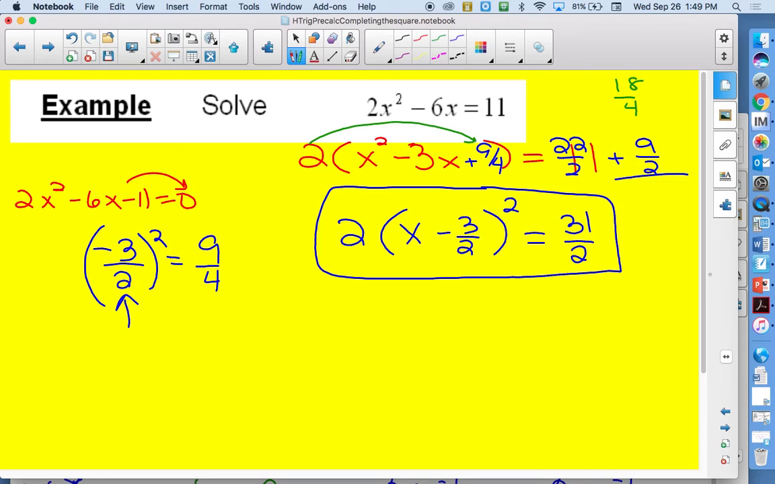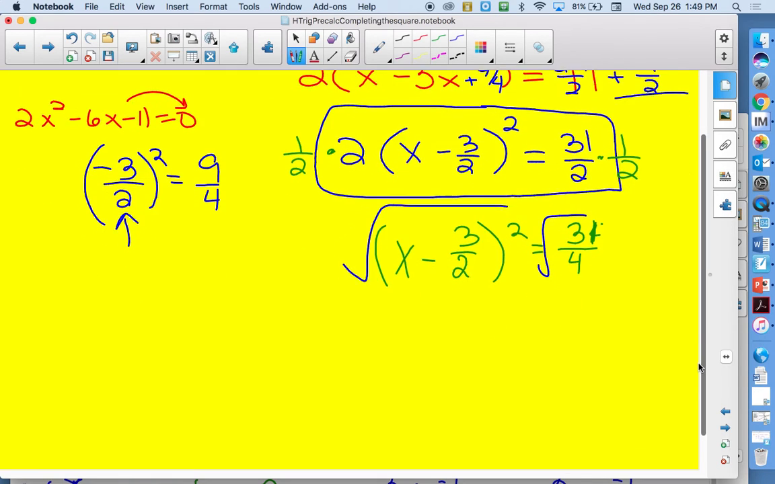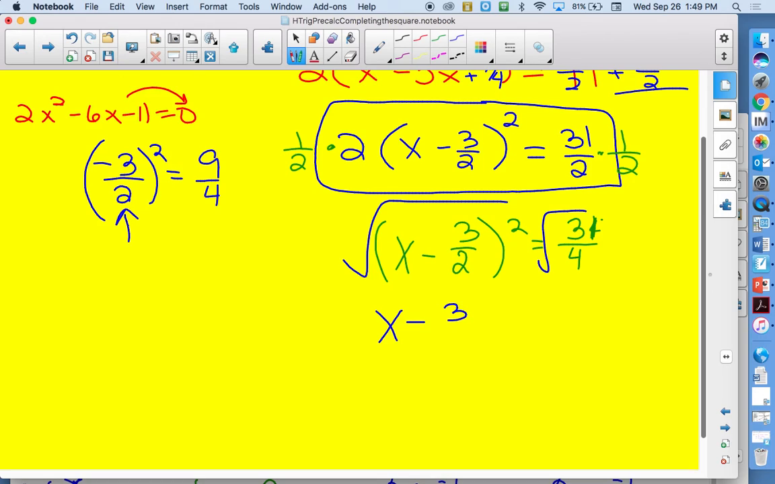What do you do with the 2 that's in front, Chelsea? You divide by 2. So she said divide by 2, and dividing by 2 is the same thing as multiplying by 1/2. So we're going to multiply by 1/2 because there's a fraction on the right side. So that makes 31/4. And then just like all the others, we take the square root because our goal is to get rid of that squared term. So we have x minus 3/2.